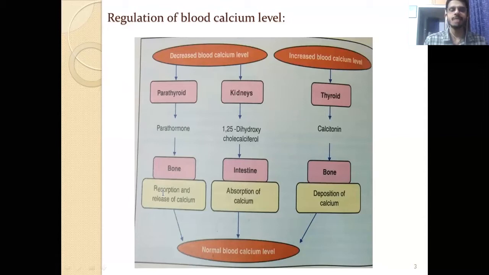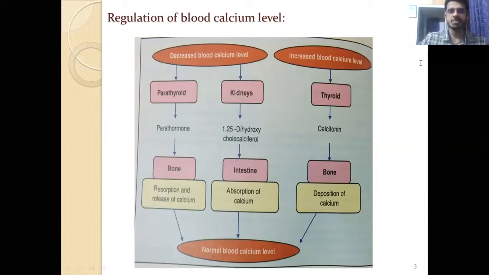Other than this, it will also reduce the excretion of calcium, and compensatorily, it will increase the excretion of phosphate. It will also increase the absorption of calcium from the GIT. All these three roles are collectively played by parathyroid hormone. 1,25 dihydroxycholecalciferol, or vitamin D, acts on the intestine by increasing the absorption of calcium.